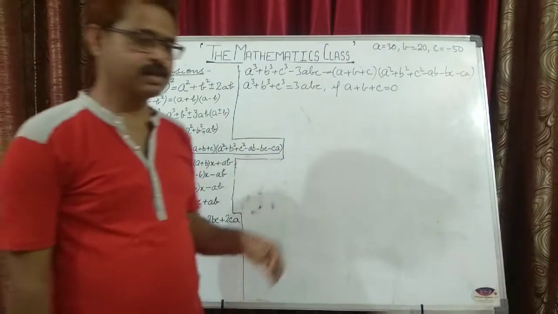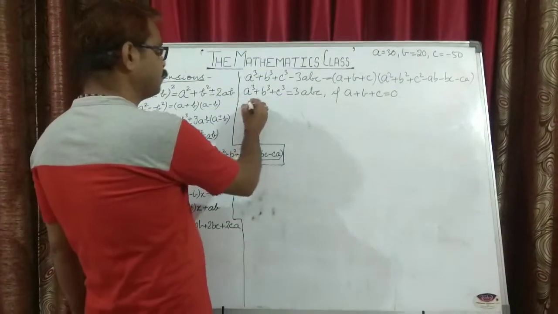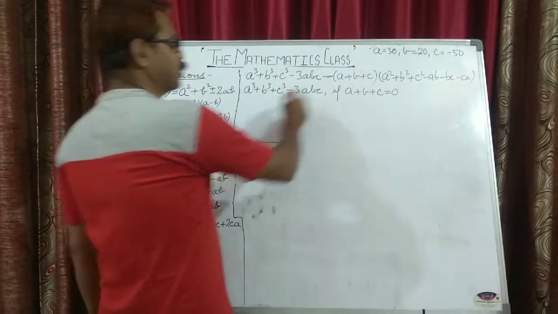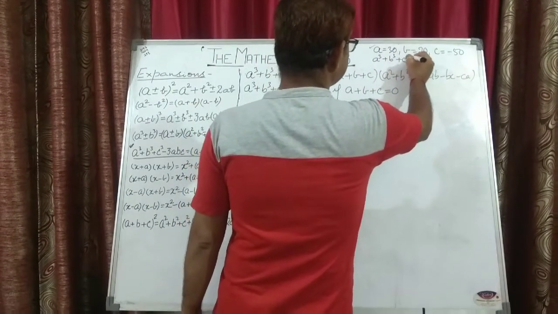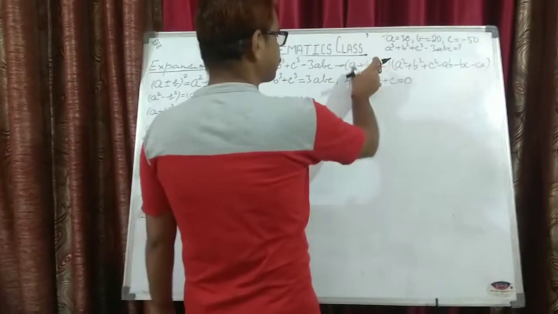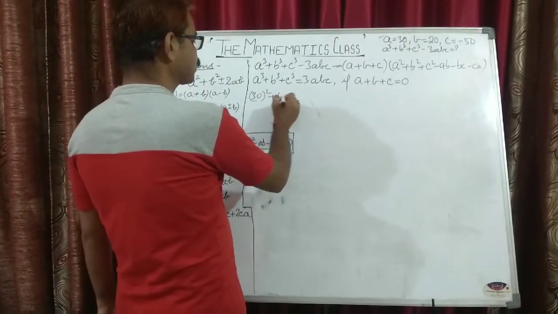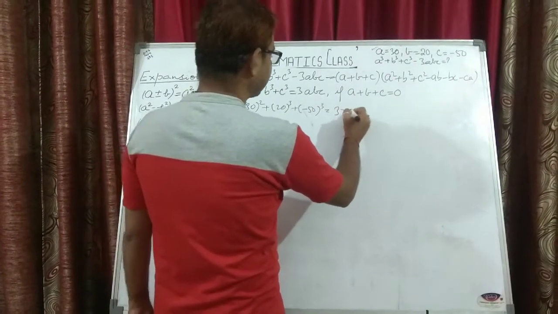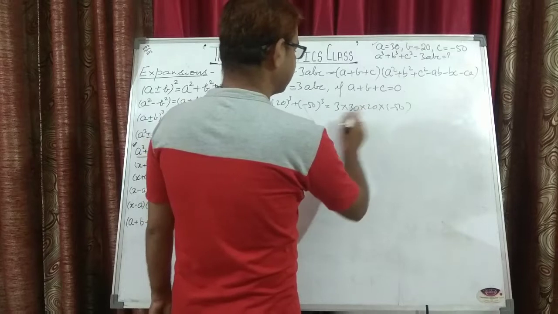Now my main emphasis is on this identity, that is the last identity. Suppose you have to find the value of, so it is given that a is equal to 30, b is equal to 20, c is equal to minus 50. So find the value of a cube plus b cube plus c cube minus 3abc. So we know that this total portion a plus b plus c is equal to 0. So simply 30 cube plus 20 cube plus minus 50 cube will become 3 times abc. That is 3 3s are 9, 9 2s are 18.